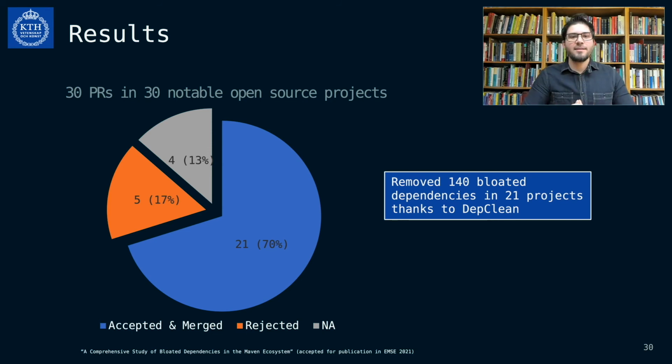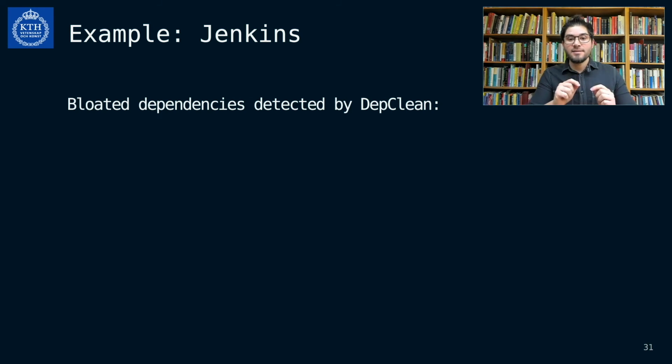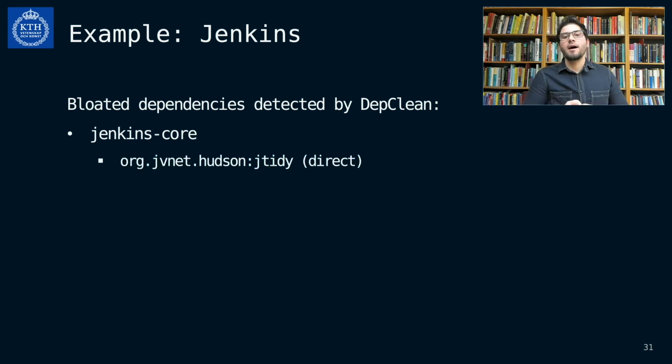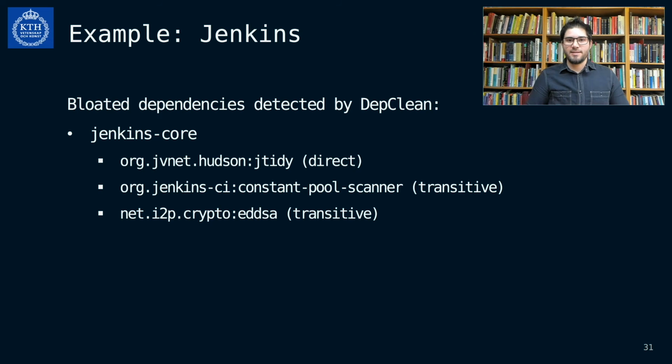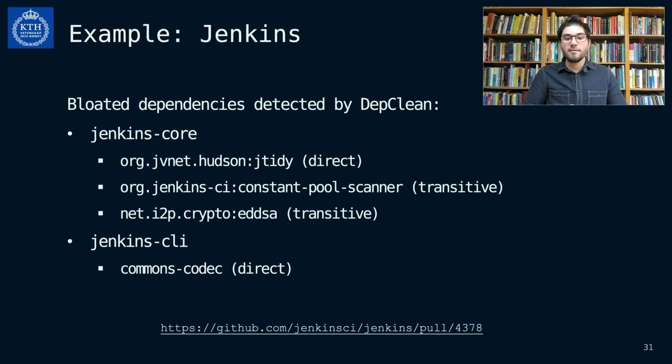Let's quickly discuss an example of a project that we analyzed. DepClean found bloated dependencies in the core module of Jenkins. 1 bloated direct and 2 bloated transitive dependencies in this module. It also found a bloated direct dependency in the CLI module of Jenkins. So we submitted a pull request proposing the removal of all of these bloated dependencies.